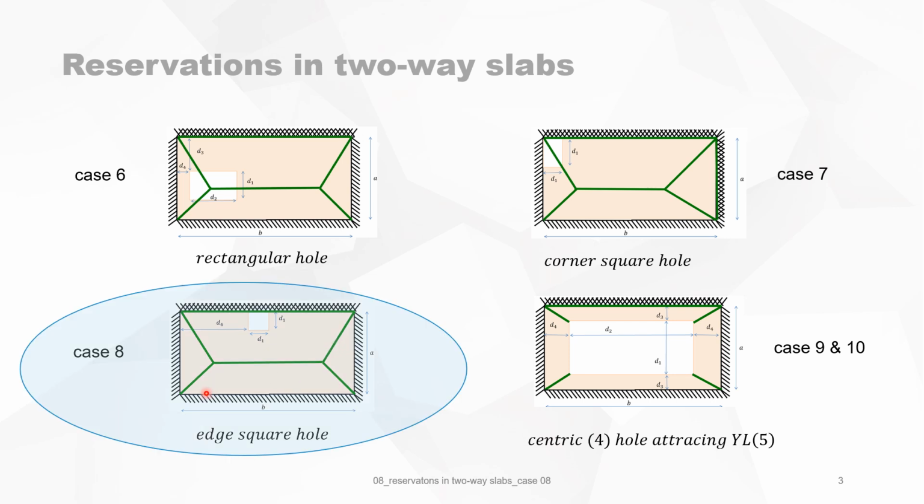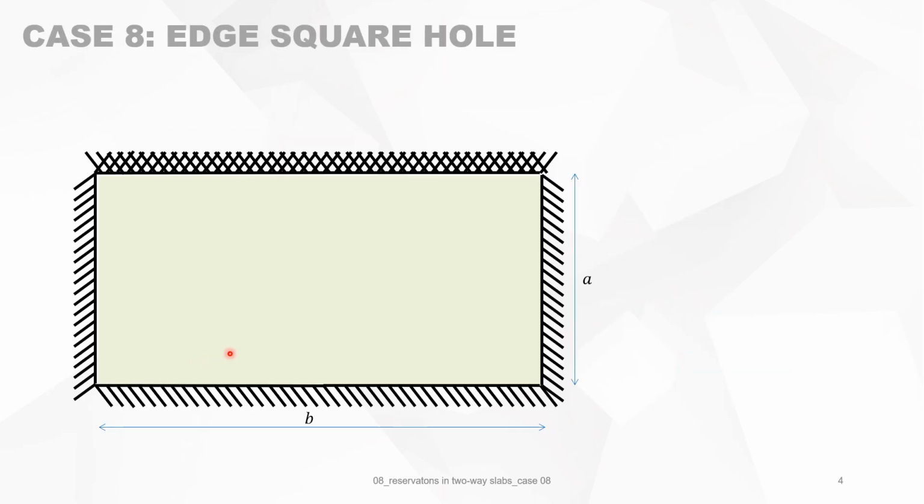And case 8 is about a type of edge square hole. So it's a square hole on the top where the fixed side is situated. Now let's look into that in detail. We have a two-way slab, and we are looking at the ultimate limit load by means of yield lines. So we draw the yield lines. We use the simplified 60-30 rule because this is fixed and this is simply supported.